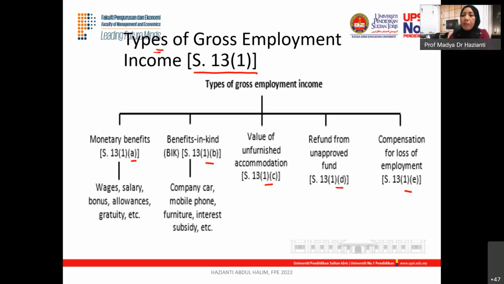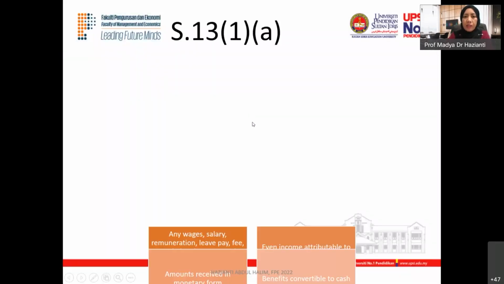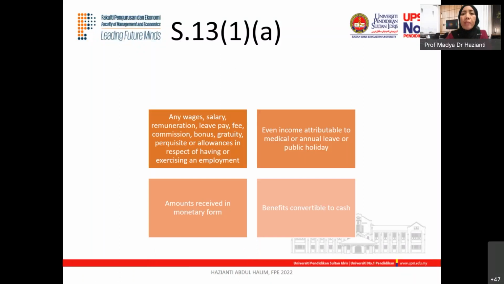Ataupun macam last time ada VSS kan, voluntary separation scheme, all those are taxable. Tapi kita akan tengok bila kita buat section 31A nanti. So for today, I think kita buat section 31A and B dulu and I think up to C kot. Okay. 1A. 1A is monetary.